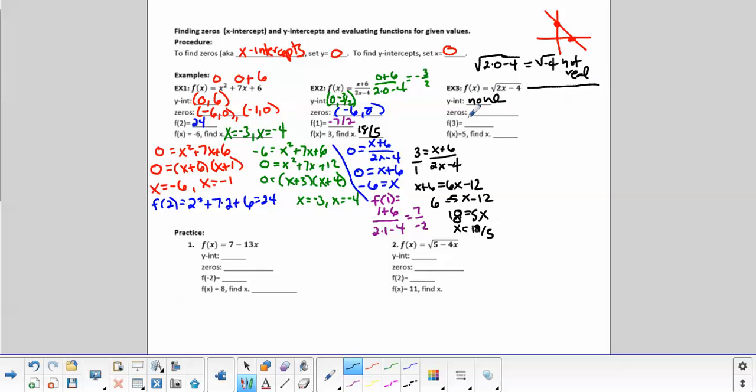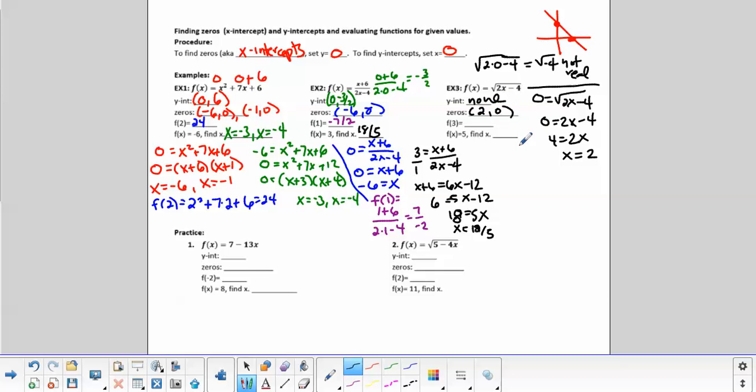Alright, to find the zeros, I want the answer to be 0. So 0 equals the square root of 2x minus 4. And if you square both sides, you get 0 equals 2x minus 4. So add 4 to both sides. 4 equals 2x, and x equals 2. So you have a zero of 2.